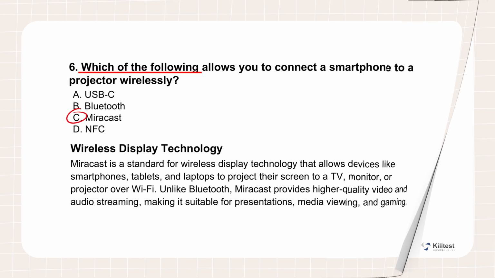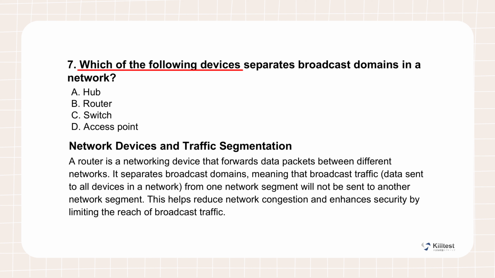Okay, networking again. Question 7. Which device separates broadcast domains in a network? Options: hub, router, switch, access point. The device that does this job is the router. A router. Okay, we talked about switches keeping traffic local using MAC addresses. What's a broadcast domain, and why do routers separate them?